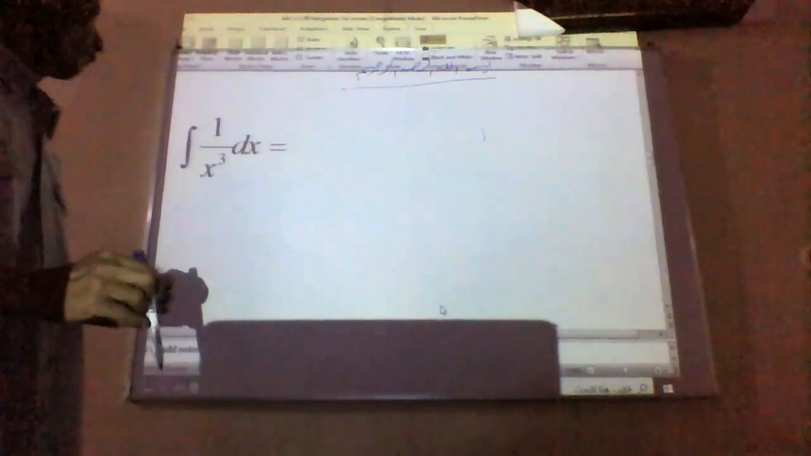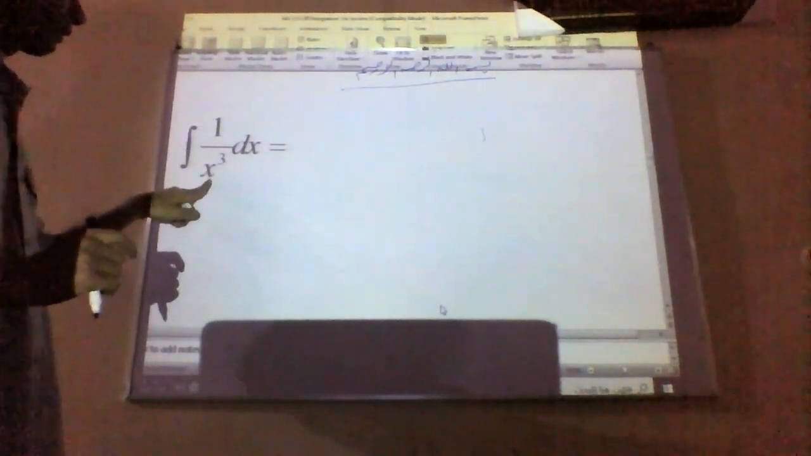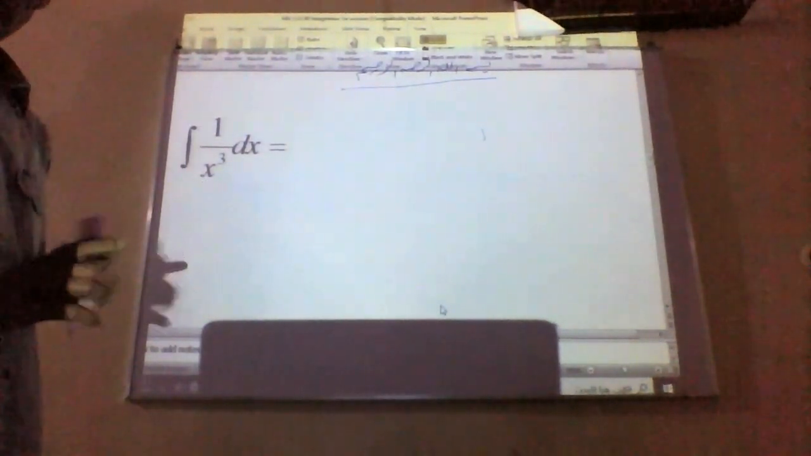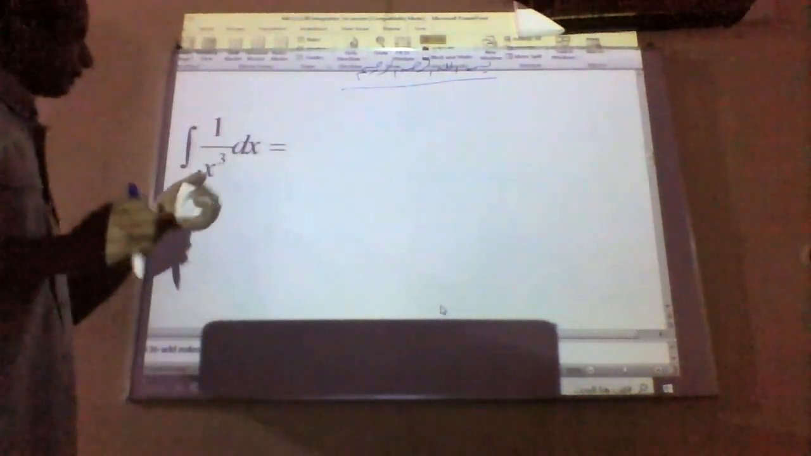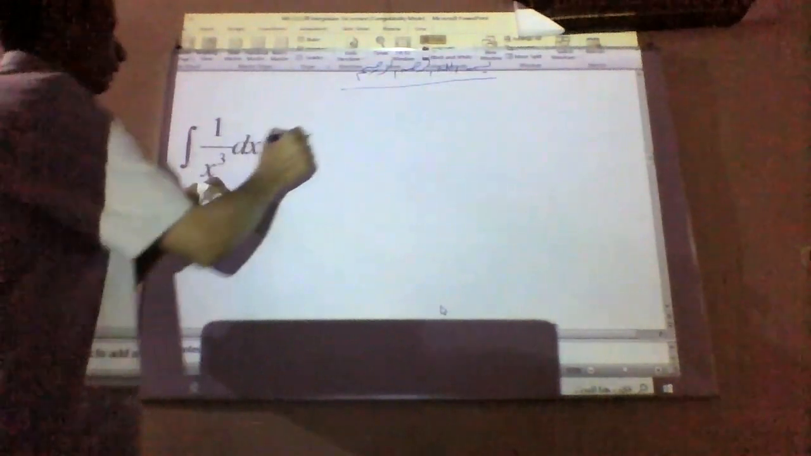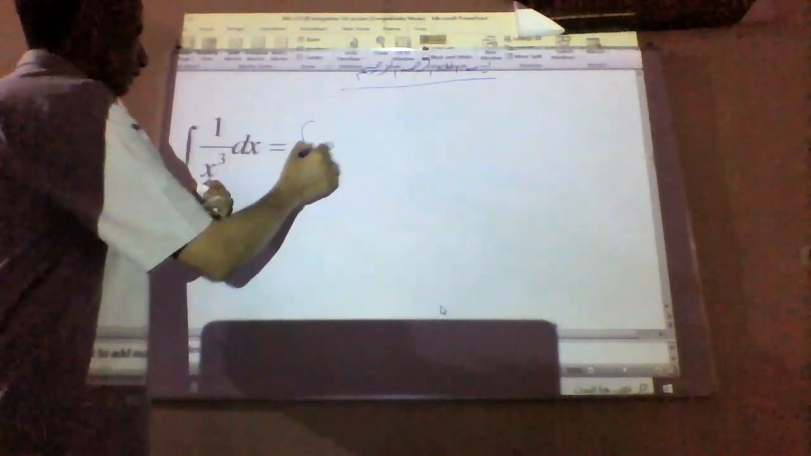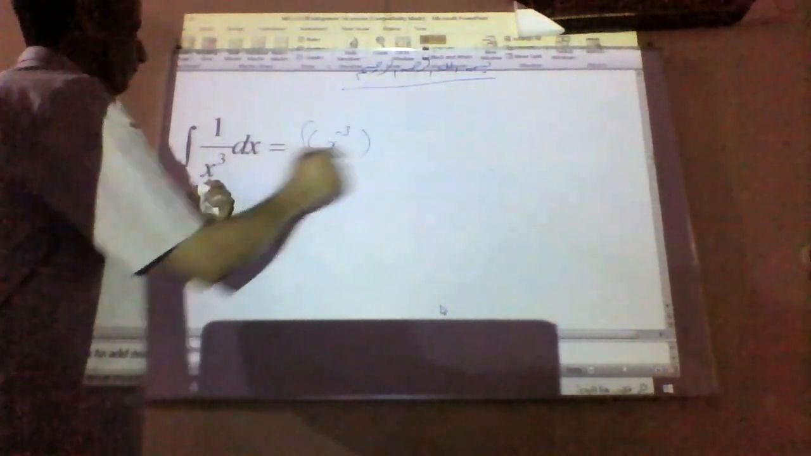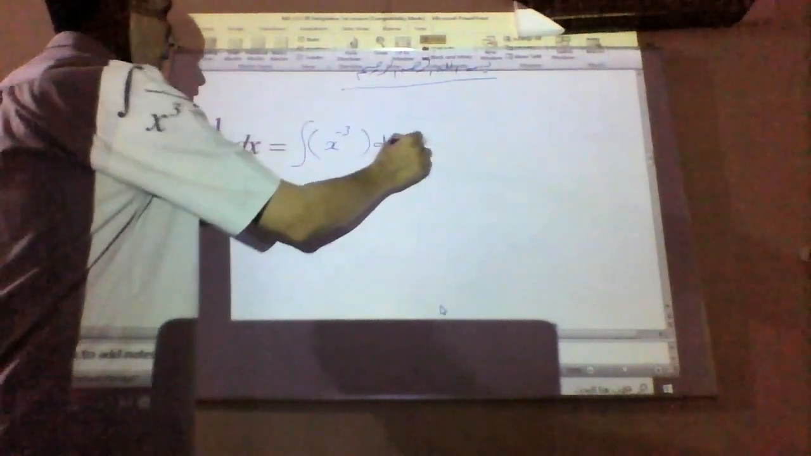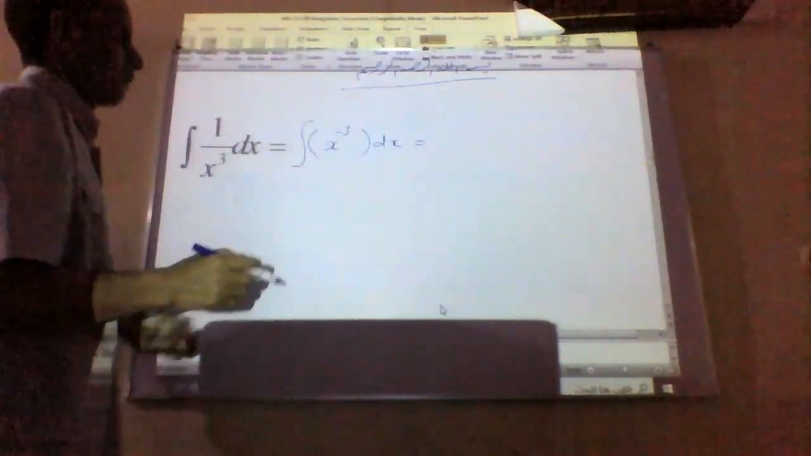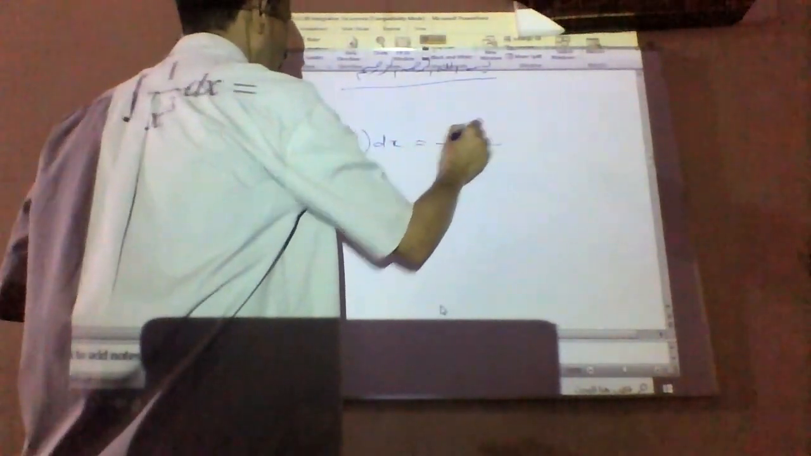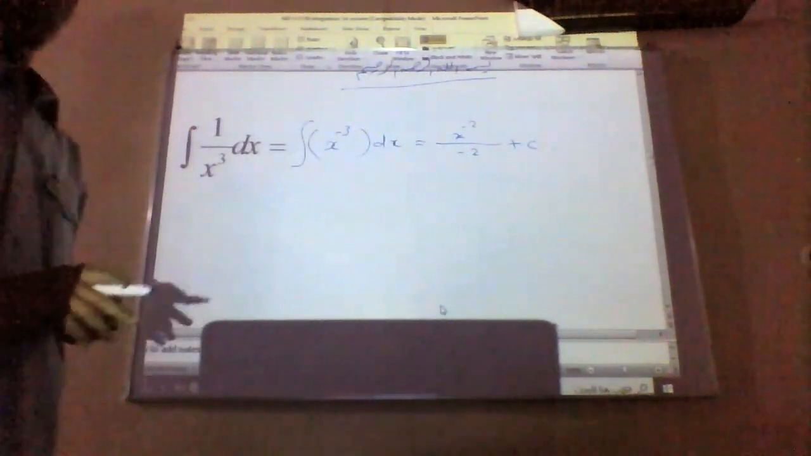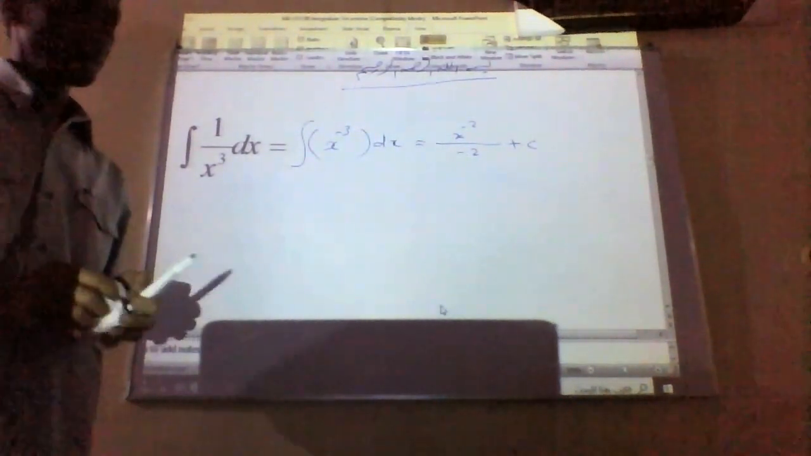Another example, we have 1 over x to the power 3. This function is not in the form x to the power n. So we can put it in the form x to the power n by writing it as x to the power negative 3 dx. It will be like the previous one, x to the power negative 2 over negative 2 plus constant.